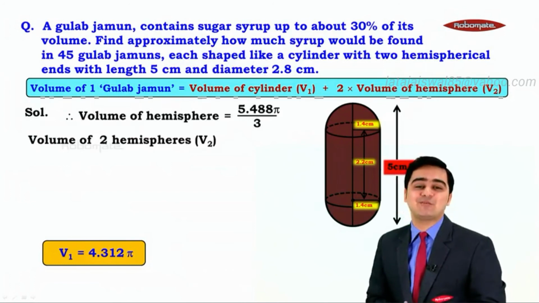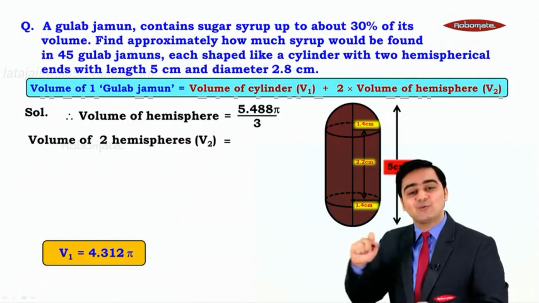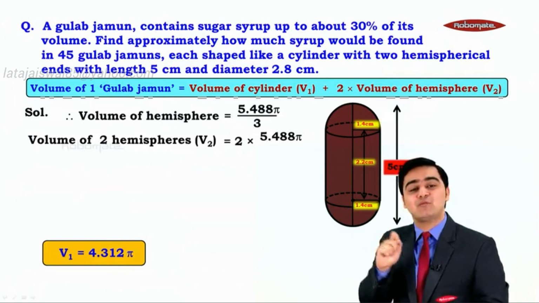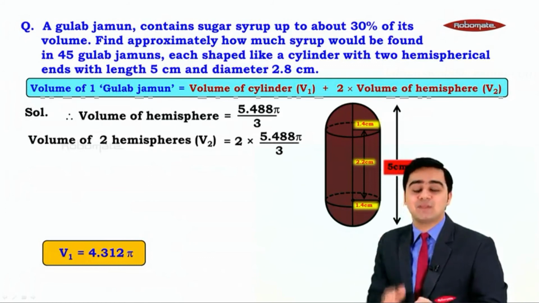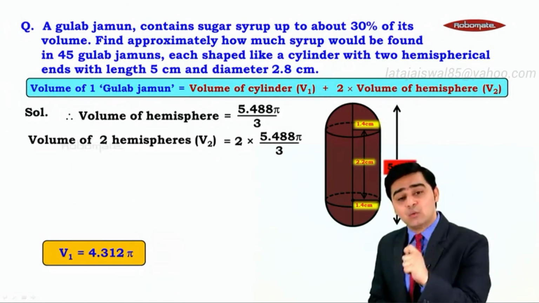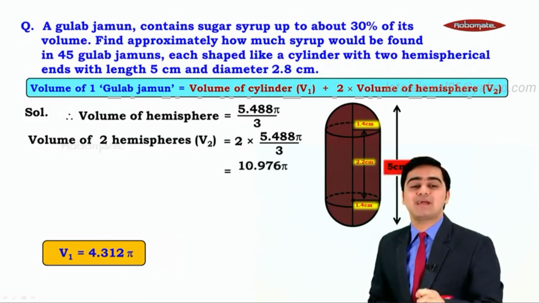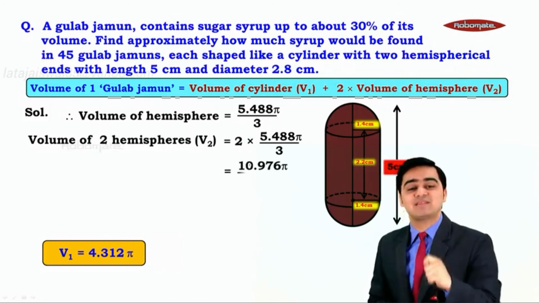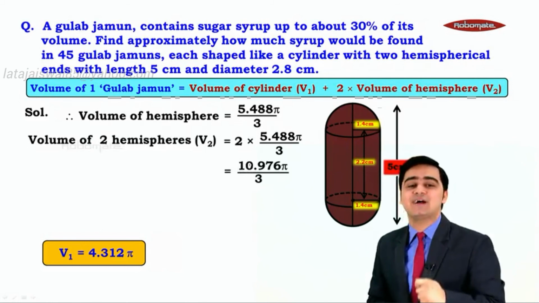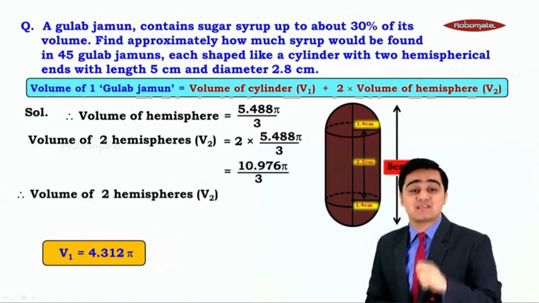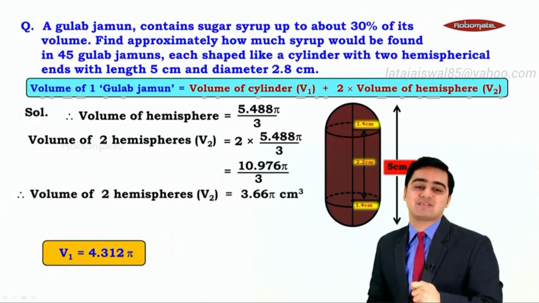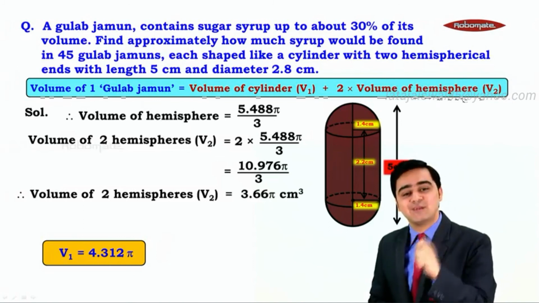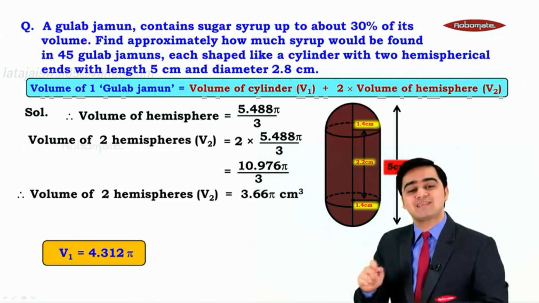We have to now calculate volume of two hemispheres. It is equal to 2 into 5.488 pi upon 3. Now, dear students, 2 into 5.488 pi is 10.976 pi upon we have 3. Now, 10.976 upon 3 is equal to 3.66. So, the volume of two hemispheres now is equal to 3.66 pi.